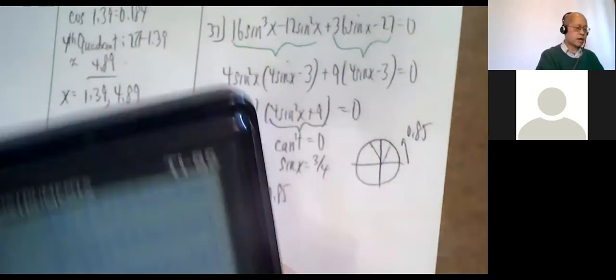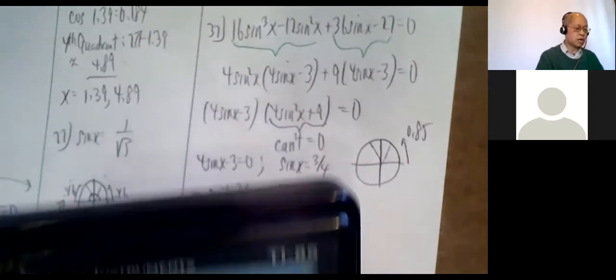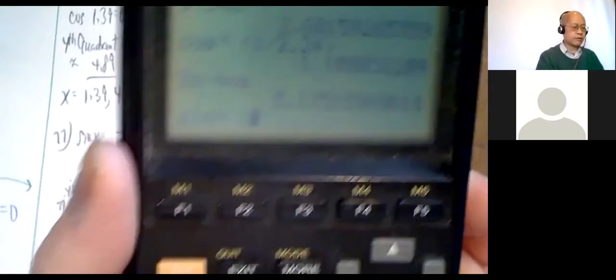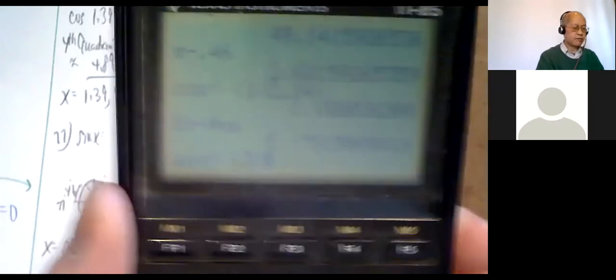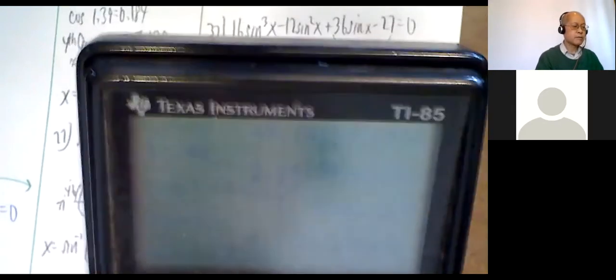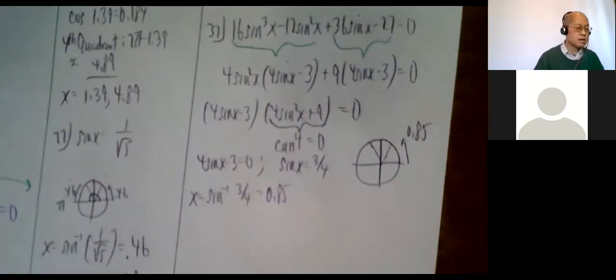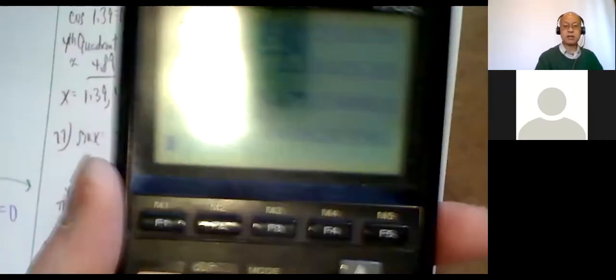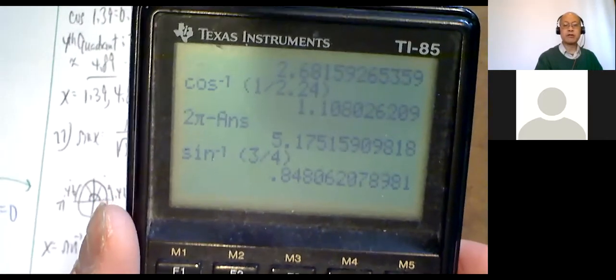I use this forward calculator, just inverse sine of 3/4. If you want to just stick to 3/4, then you have to put parentheses. 3 divided by 4. And there it is, same thing, 0.848 rounded up to 0.85.